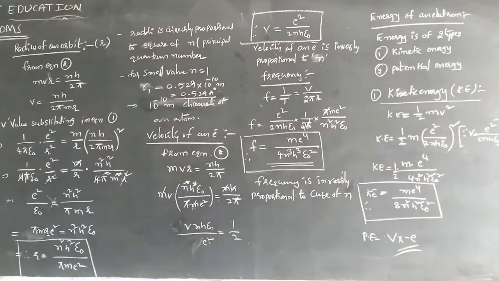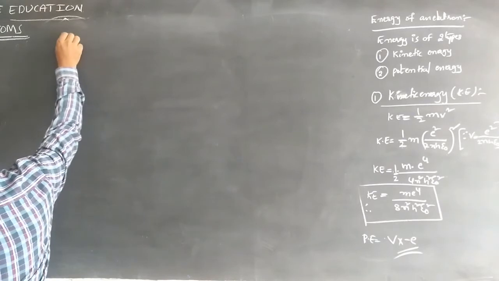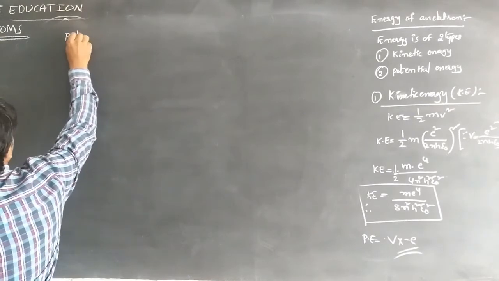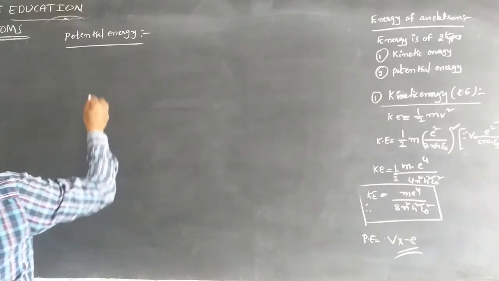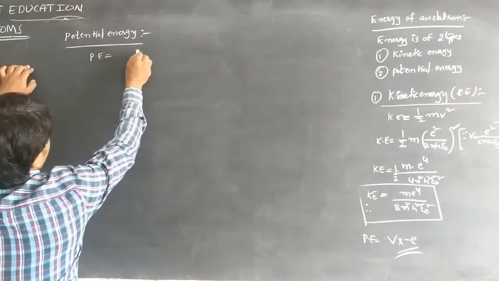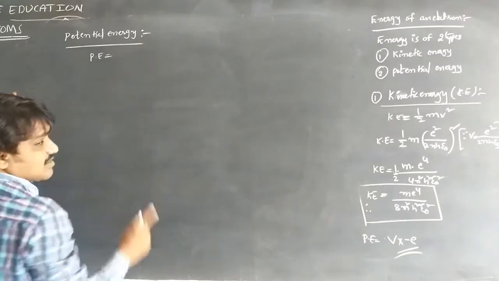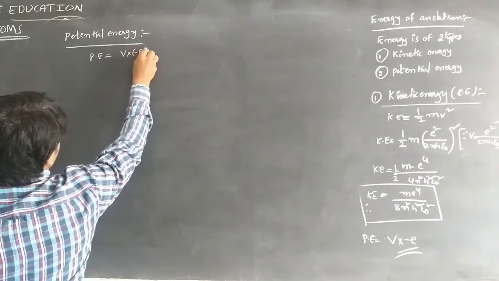So potential energy is equal to, so that is kinetic energy. And next we are going to discuss potential energy. Potential energy means the potential per charge of an electron, that is minus e, because the electron has a negative charge, so that's why we get V into minus e.